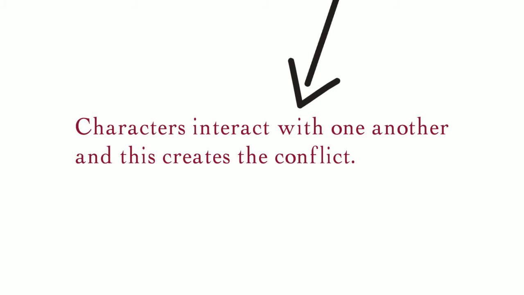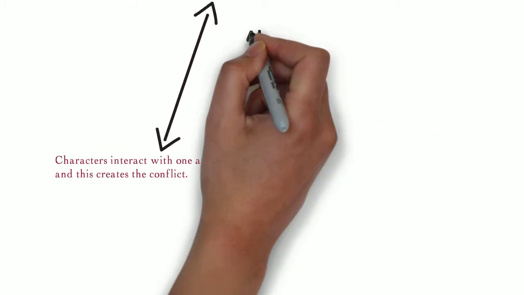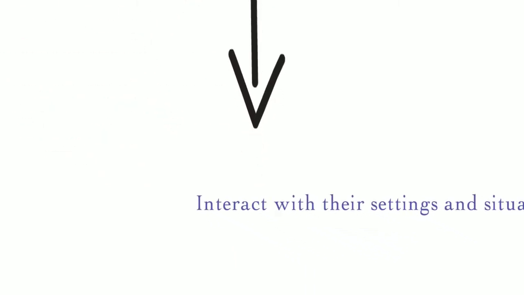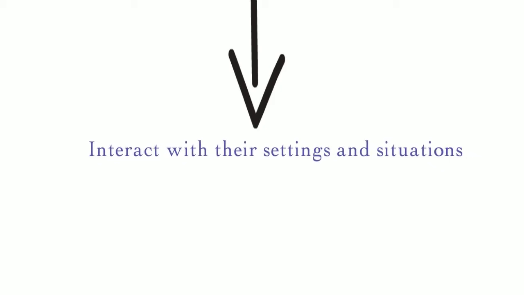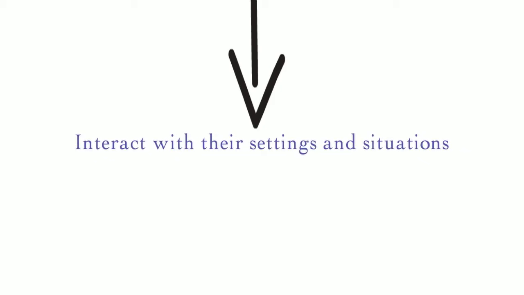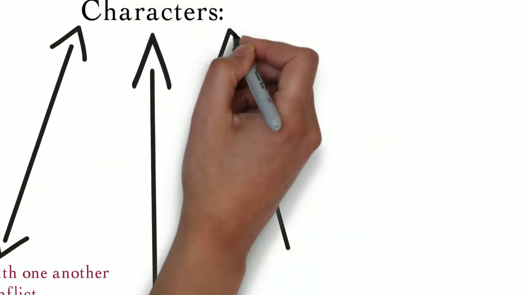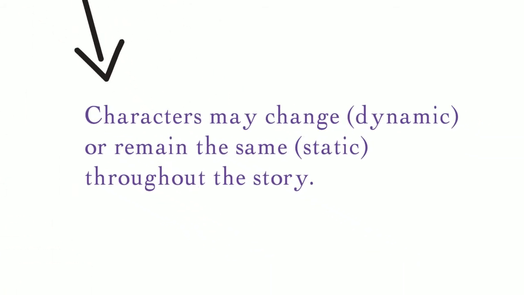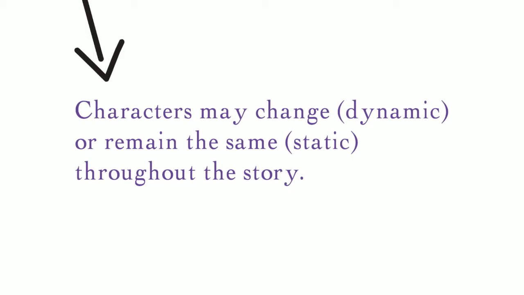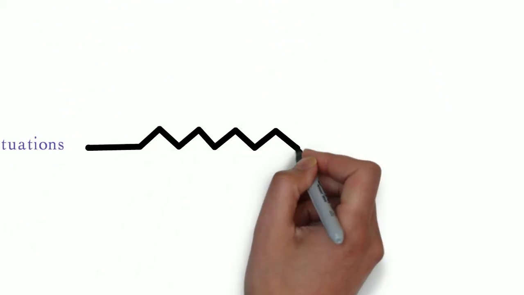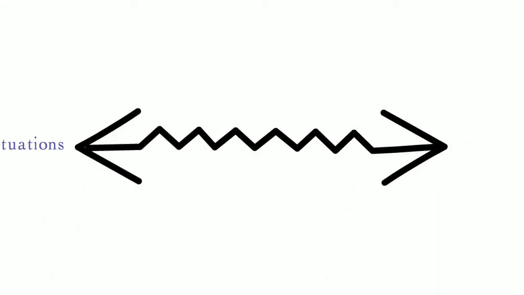Characters interact with one another, that creates conflict. They can have conflict within themselves. They interact with their settings and situations. It really just depends. No matter what story you have, if you take out one of those elements or you change it, it can drastically change the story, change the plot. Characters themselves may change. They are dynamic, or they remain the same, static. They don't really learn anything. You have to decide. And those things connect all together.